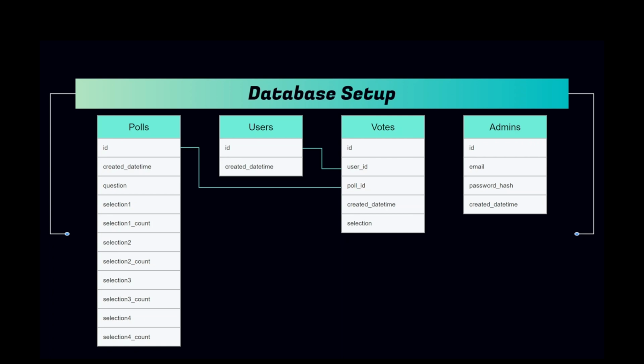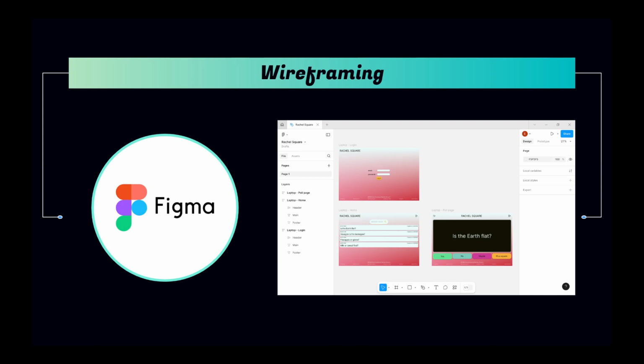Thirdly, we have the votes table, where it will link the users to the post they have voted on and also the answer they have selected. Lastly, we have the admins table, whereby the users in this table are authorized to create a new poll on our website.